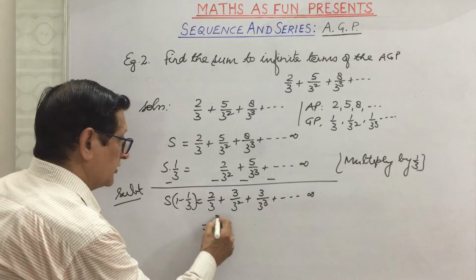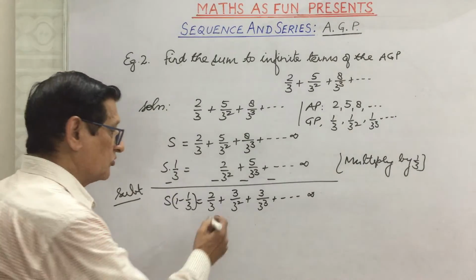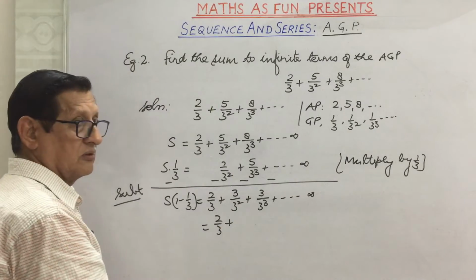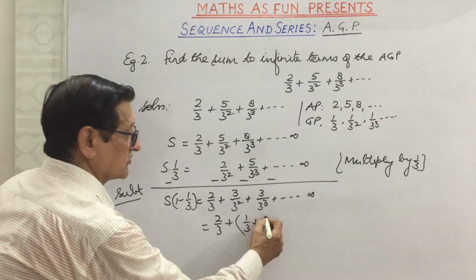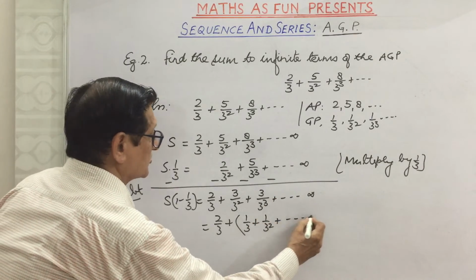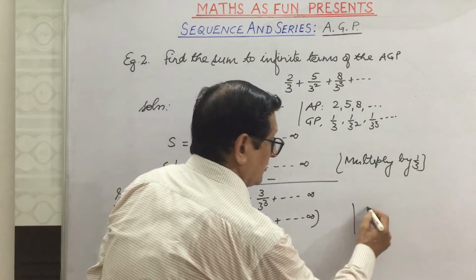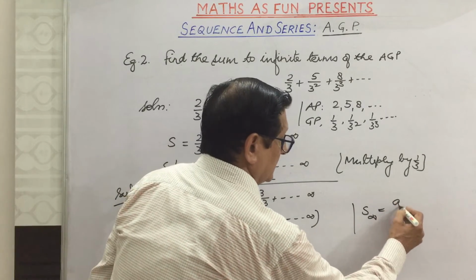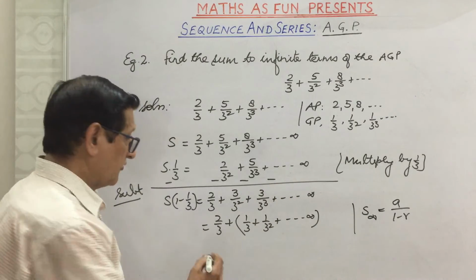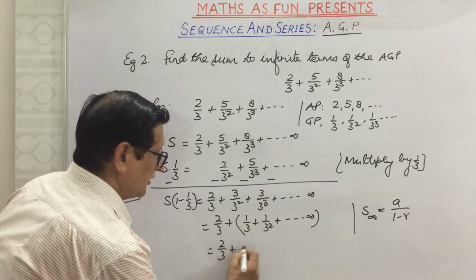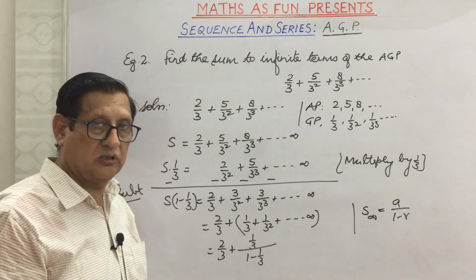We are finding here 2 upon 3 is not the term which is in GP. So we separate it, plus we can see here this is 1 upon 3, this is 1 upon 3 square, and so on up to infinity. And we know the sum of infinite terms of a GP is a upon 1 minus r. Applying that here, we get 2 upon 3 plus 1 upon 3 upon 1 minus 1 upon 3.